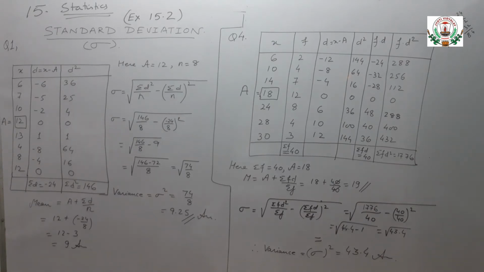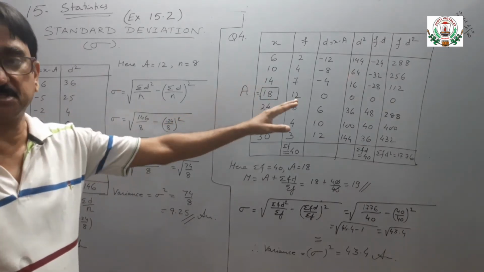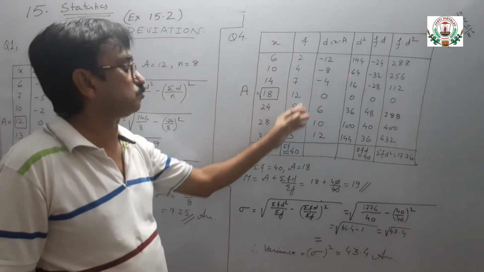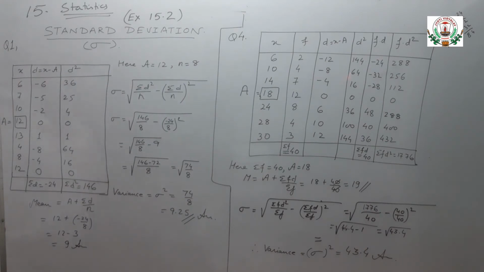Now comes question number 1. Another topic, standard deviation, exercise 15.2. The first question, it is for individual series. Question number 4, it is for the group series. In individual series, only the variates will be given, and in the group series, variates as well as the corresponding frequencies will be given to you. We will solve all these questions by shortcut method only. It will be easy for us.